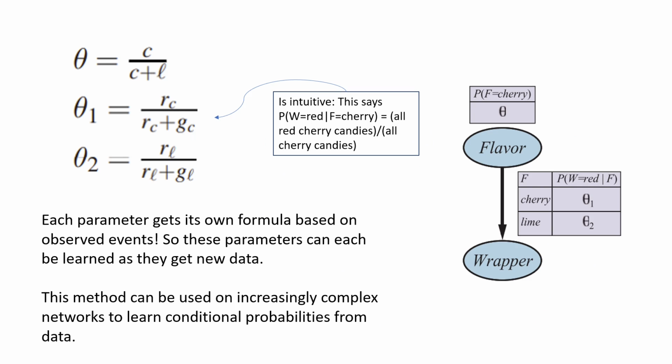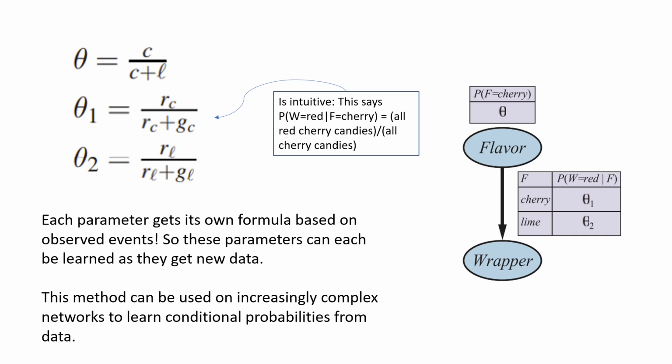And how we're going to use these equations is we can see that each parameter gets its own formula based on events that we've already observed. So what this means is these parameters can actually be learned directly from the observed data. And these formulas are pretty intuitive. For example, the one for theta sub 1, which is the probability that the wrapper is red given that the flavor is cherry, is calculated given the number of red cherry candies observed over the total number of cherry candies observed, which is pretty close to how we would want to approach finding this probability without all of this Bayesian stuff.